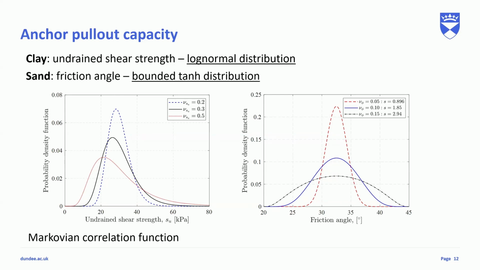And the last thing about soil parameters is the correlation function we just mentioned. So how the properties at 2 points correlate with each other. We use the Markovian correlation function, which is exponentially decreasing, which means that when the 2 points are very close to each other, their properties will be very, very similar. And when the distance gets bigger, they will be very different. And when the distance is infinity, it means that they are independent. So we use a Markovian correlation function, exponentially decreasing.